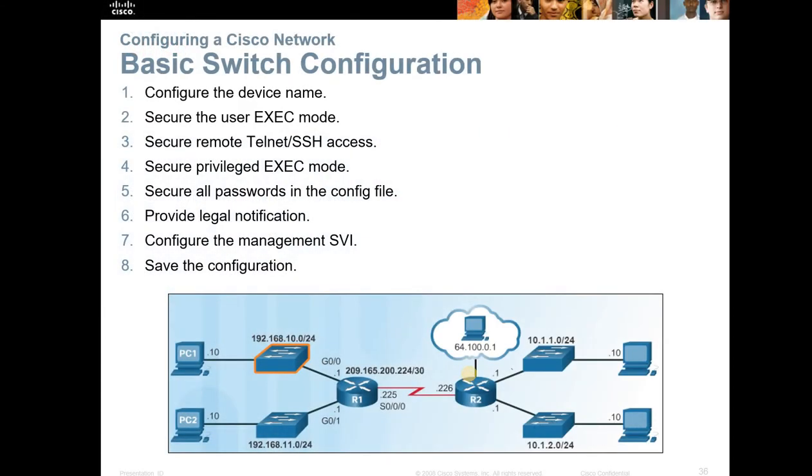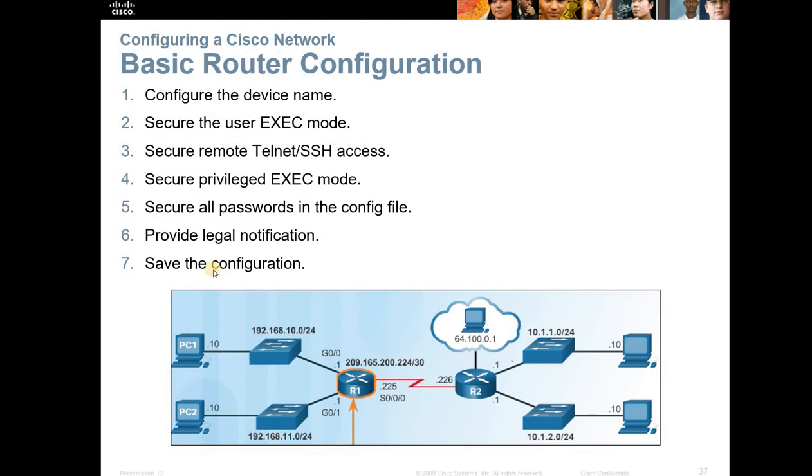So, configure Cisco network. Basic configurations we have generally seen: configure device name, secure the user executive mode, secure remote Telnet and SSH access, secure privileged executive mode, secure all passwords in the config file, provide legal notification, configure the management SVI, and save the configurations. Similarly, this may be applicable for router configuration also, same as a switch.